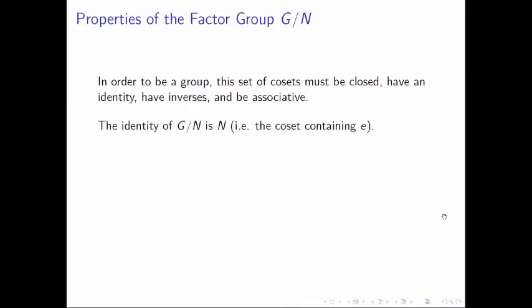The identity of G mod N is the subgroup N. And if you think about it, hopefully that should make sense. The coset that serves as the identity is the coset that contains the original group's identity. Similarly, if you're looking for inverses, if a is an element of G, then the inverse of the coset that contains a is the coset that contains its inverse.